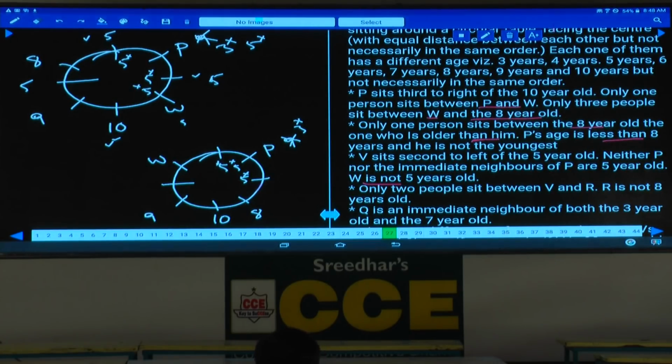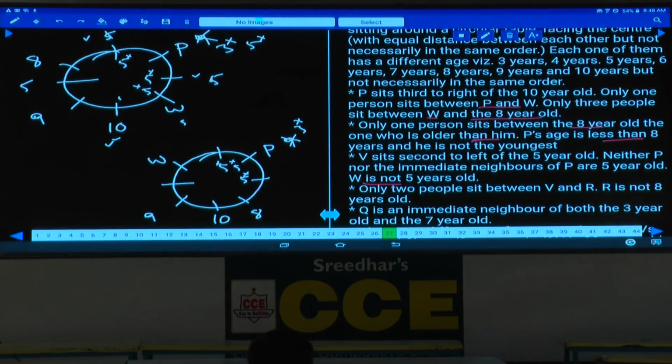Now in this case, 5-year-old cannot be in any one of these 4 places, and 5-year-old cannot be here because this person is 10-year-old. Then what is the only possibility left over here? 5-year-old must be in between 8 and 9. Are you following this one or not?